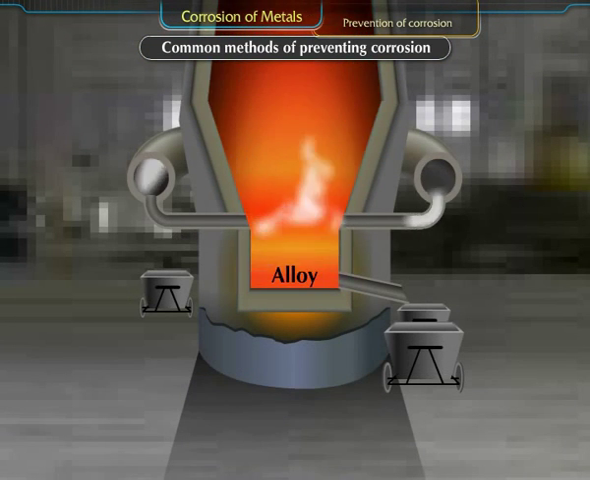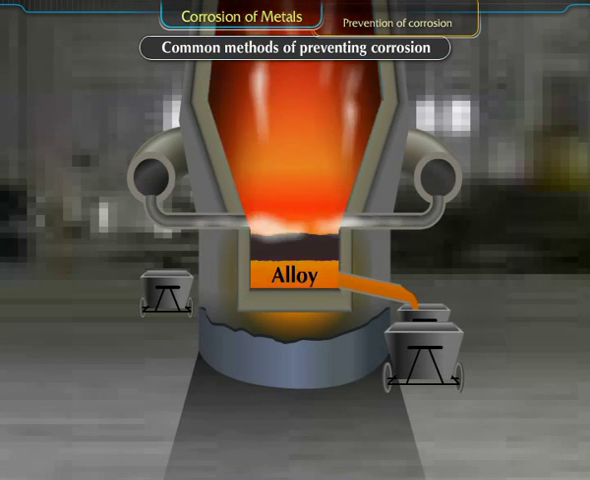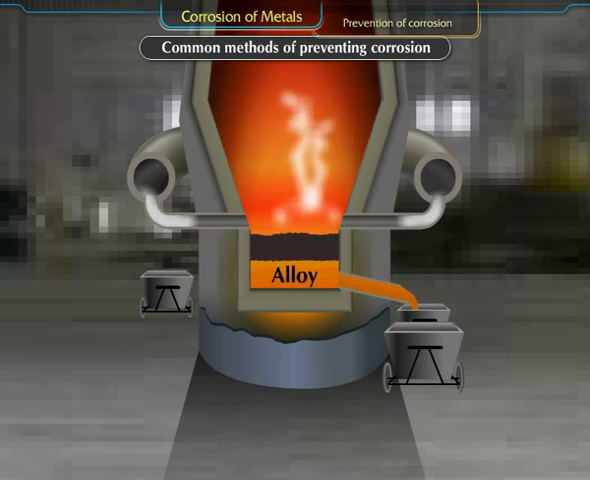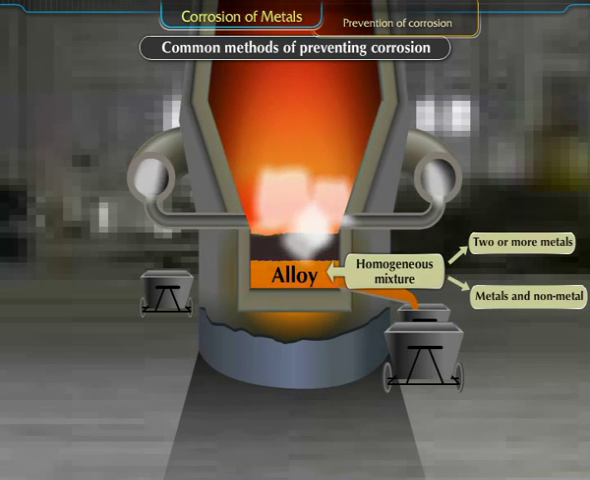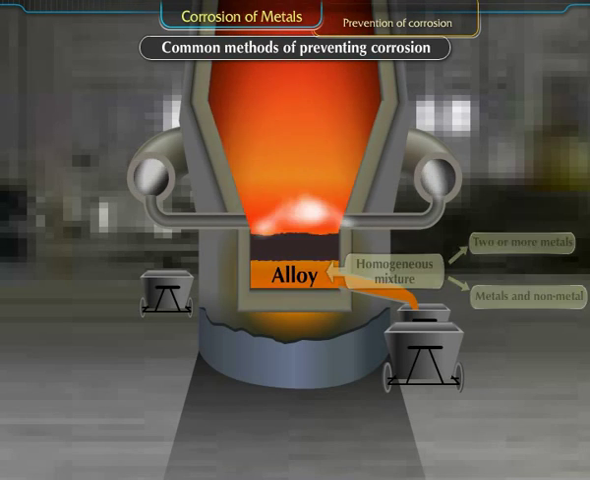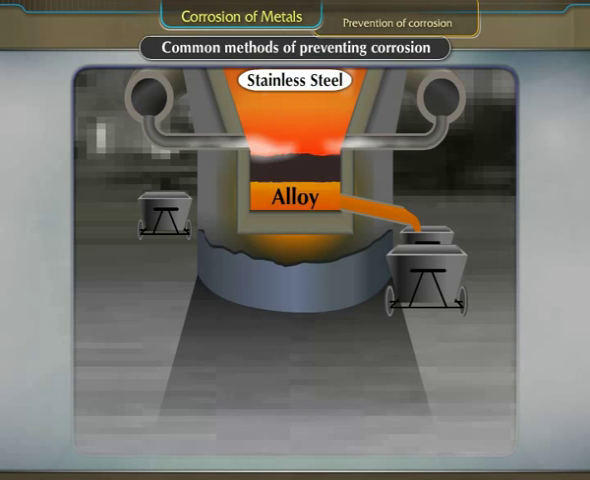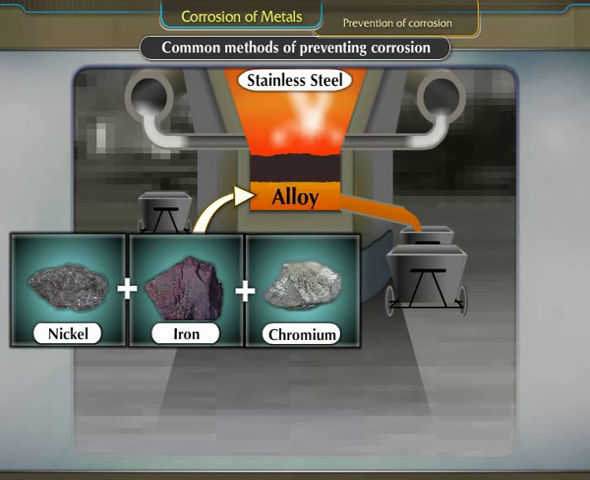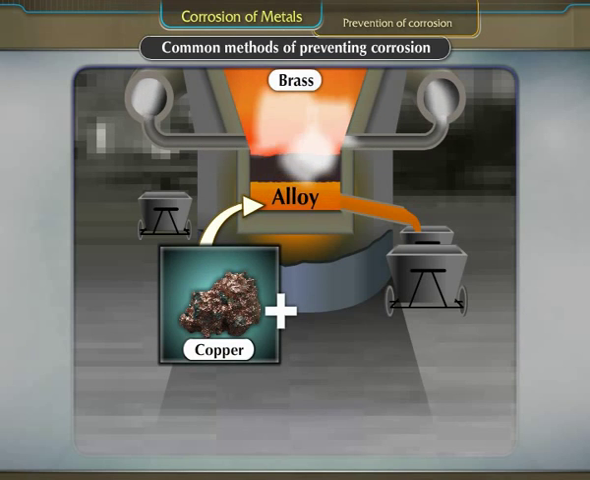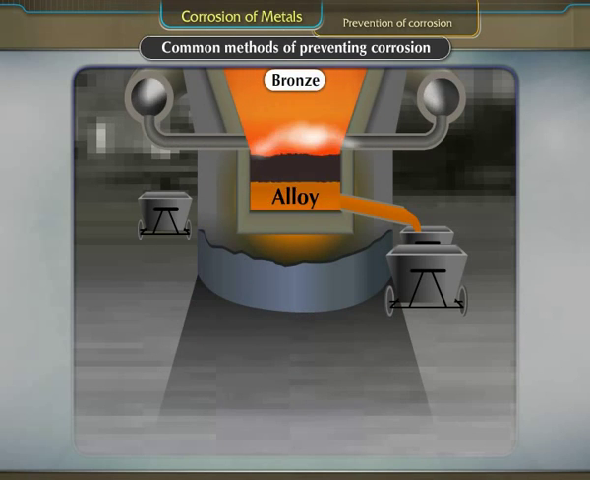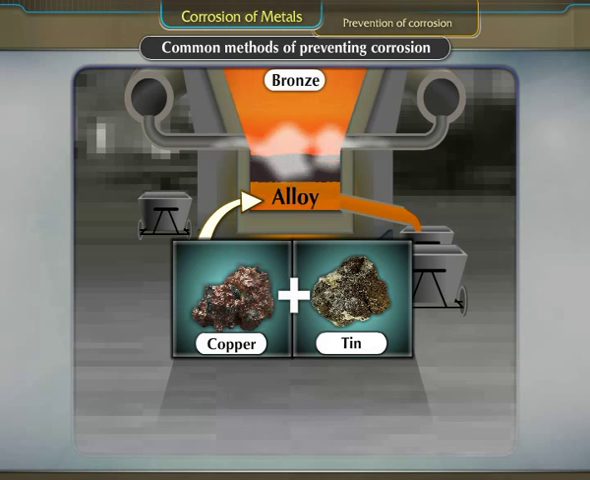Alloying is another method that is used to prevent corrosion. An alloy is a homogeneous mixture of two or more metals or a metal and a non-metal. Stainless steel is an alloy of iron with nickel, chromium and carbon. Brass is an alloy of copper and zinc, and bronze is an alloy of copper and tin.